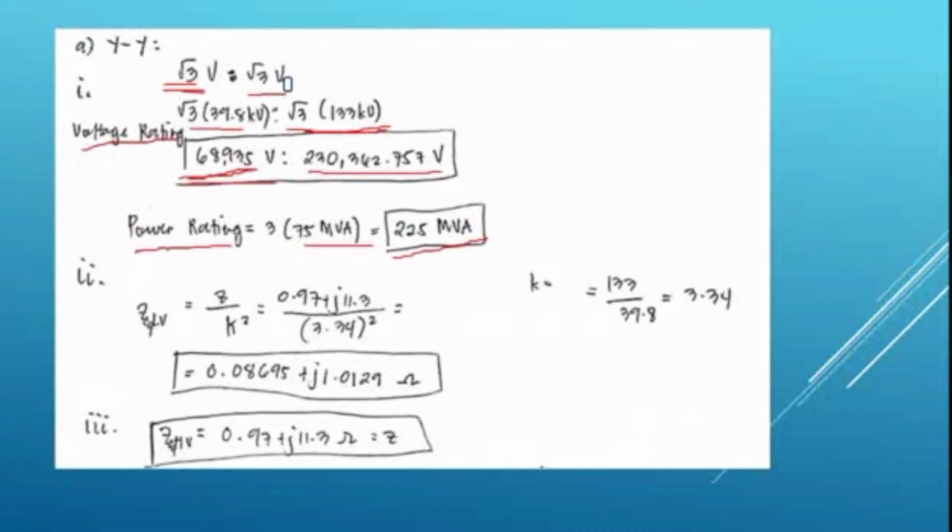our power rating is we multiply the MVA rating of the transformer times 3. So we get 225 million volt-amperes.